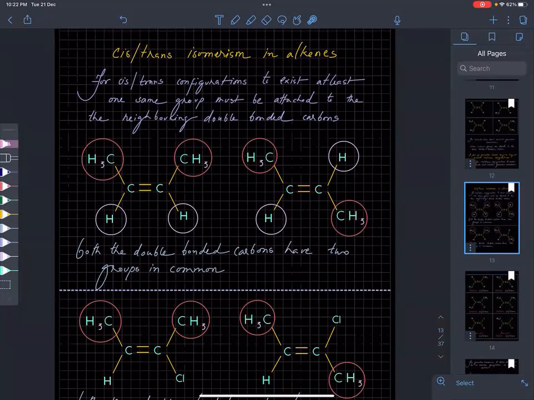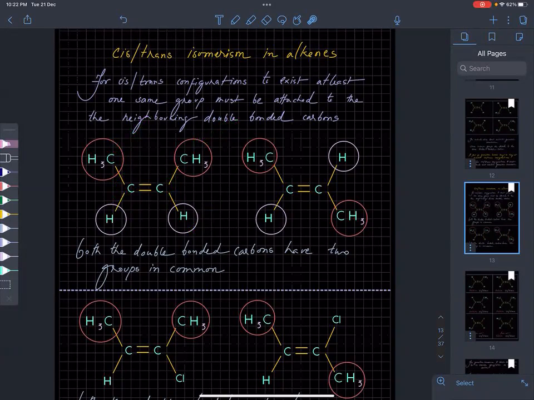But for naming cis or trans, there is a condition. On the neighboring carbons, there must be at least one same group attached. On this carbon, there is a CH3 group. On this carbon, there is a CH3 group. On this carbon, there is a hydrogen. On this carbon also, there is a hydrogen. That means we can name them as cis and trans.